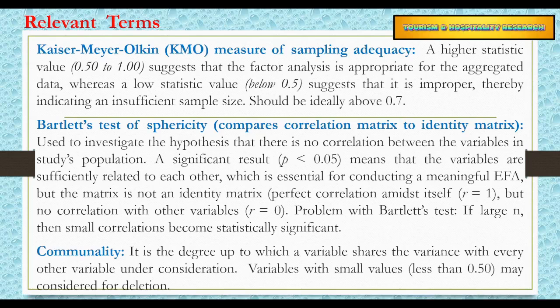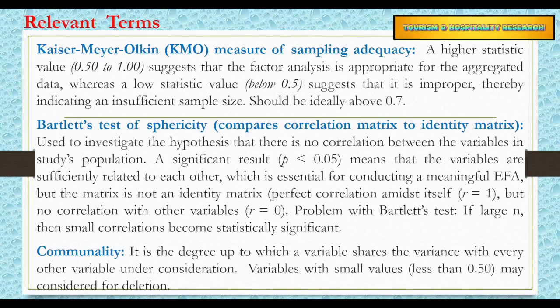The problem with Bartlett's test is that if there is a large sample size, then small correlations become statistically significant automatically, and when you conduct EFA, you will find that the latent variables have some indicators which contribute to the meaning of the latent variable, but that might not be so meaningful for you and may affect your results eventually.